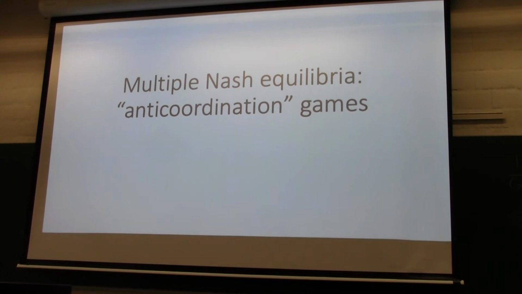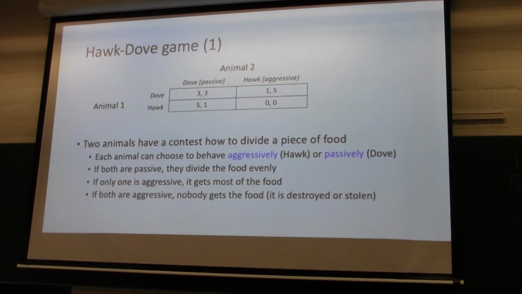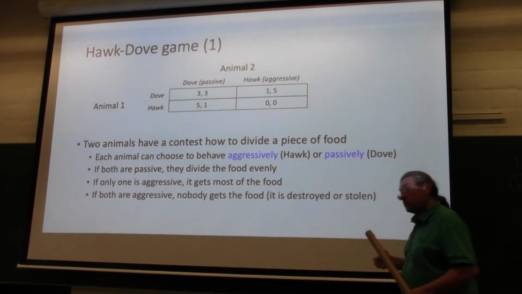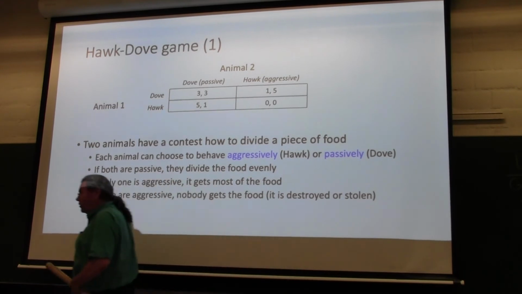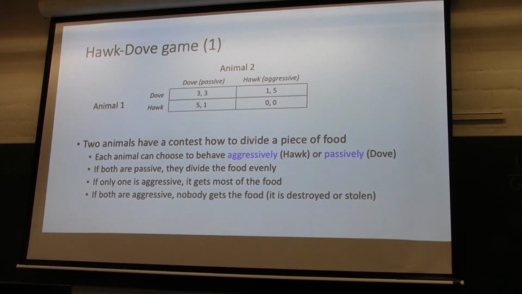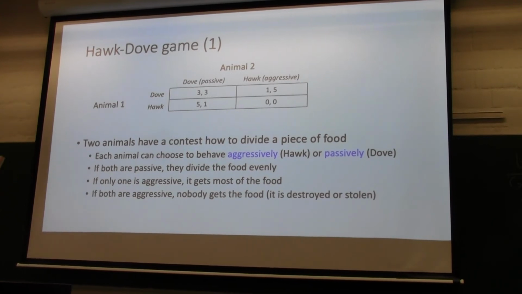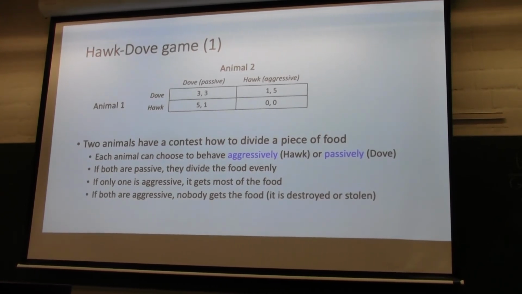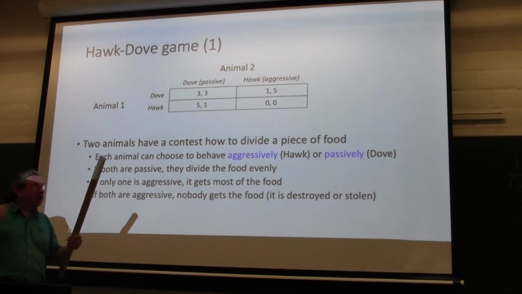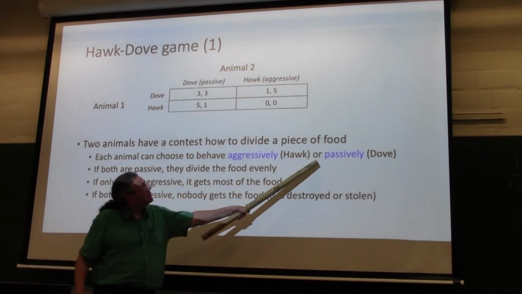Okay. Now there's more variations. There's the opposite kind, which is called anti-coordination. Here's another one. This is a famous one too. This one is called the hawk-dove game. Les pigeons et les faucons, or something like that in French. So, two animals have a contest how to divide a piece of food. And the animal can either be aggressive, fight for the food, or be very passive.